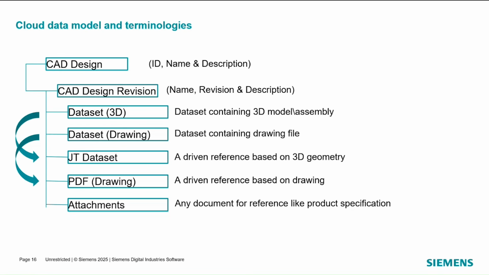PDF of the drawing, in case you have a drawing attached to the design revision, then a PDF also gets created on upload for every drawing which is available under the CAD design revision. Attachments, again, like you can attach any other documents, such as a Word file or PDF file, which basically represents maybe a product specification which you want to manage under the same CAD design revision. So you can attach those kinds of files under the design revisions.